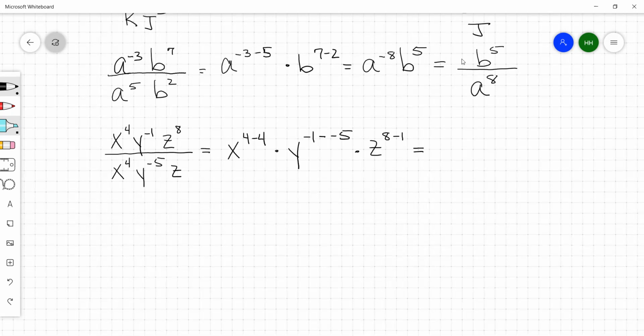So when we simplify all of this, x to the 4 minus 4, that's x to the 0. Y to the -1 minus -5, so that's -1 plus 5, so that's y to the 4th. And our z is raised to the 8 minus 1 power, so that's z to the 7th power. Now if you remember from last week, anything raised to the 0 power is equal to 1. So this x to the 0 power just kind of goes away, all right? And what you're left with is y to the 4th, z to the 7th.